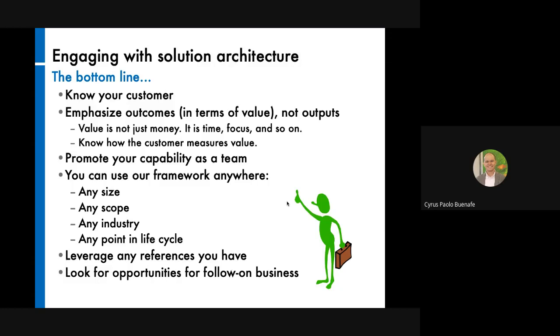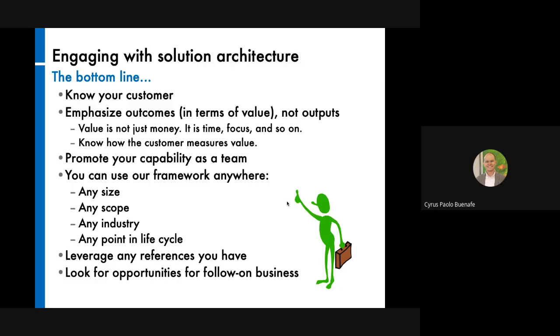When we look at outcomes in relation to solution architecture for the client, the value is not just money. It could be a lot of things. You should know how the customer measures value. What is really at the heart of the customer? What is the deepest desire of that customer? It may not necessarily be money, especially for for-profit organizations. You know you have to be profitable. You know that money is important. But is that really part of their mission? So you need to know their mission as well, their vision.